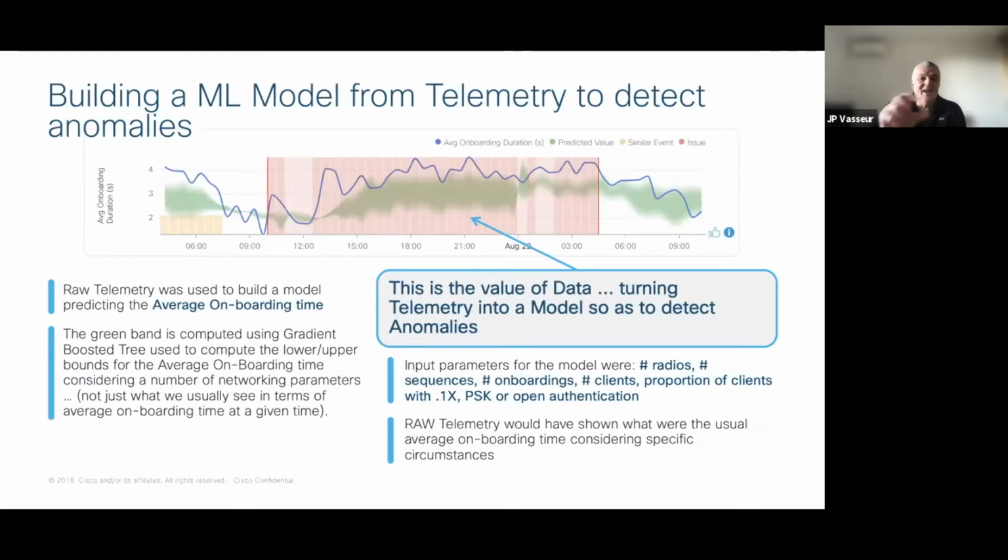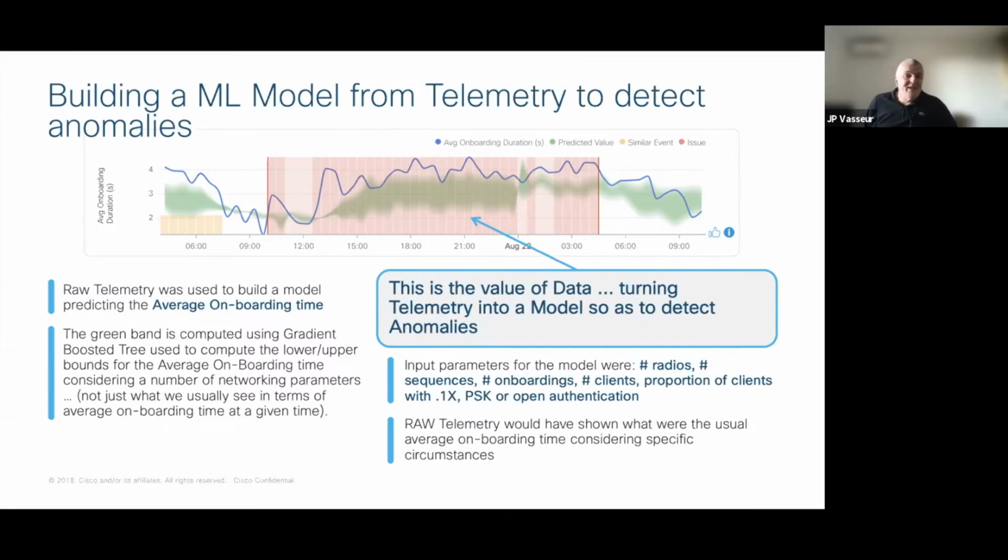Here is just a short diagram showing you what I'm talking about. In this case, this is the average onboarding time, exactly the variable I was talking about. And here, the green band shows you what is the expected normal. For that, we use a regression and percentile using gradient boosted trees. That's why you've got two bands, and we use scale factors as well to be on the safe side. And the blue is the actual values. So when the blue steps out of the green band, it's obviously because you have some anomalies.